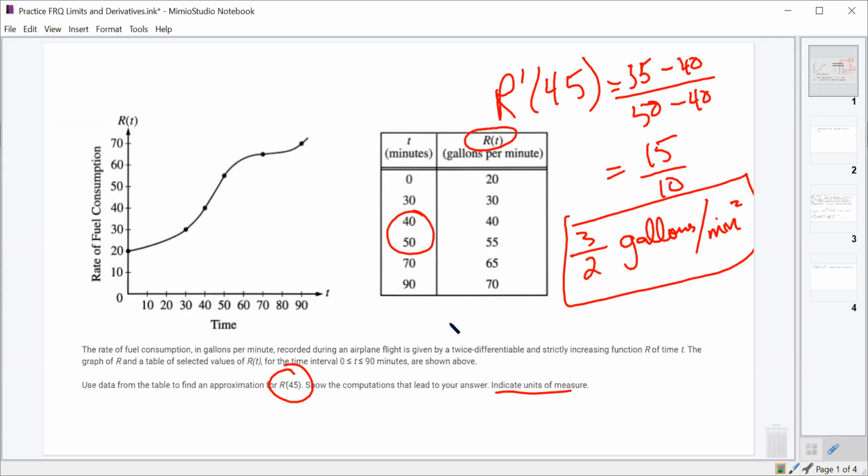Easy one. Anytime it asks you to approximate a derivative and they don't give you an actual function to take the derivative with, just find an average rate of change on the smallest interval that surrounds that point.